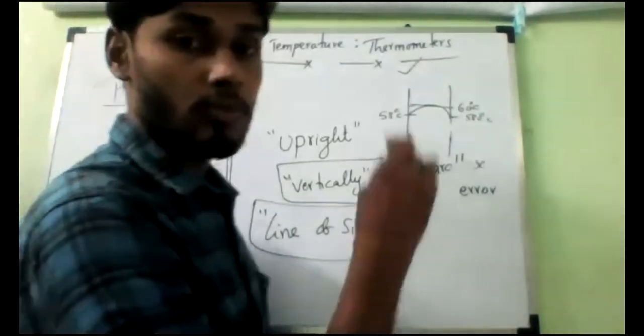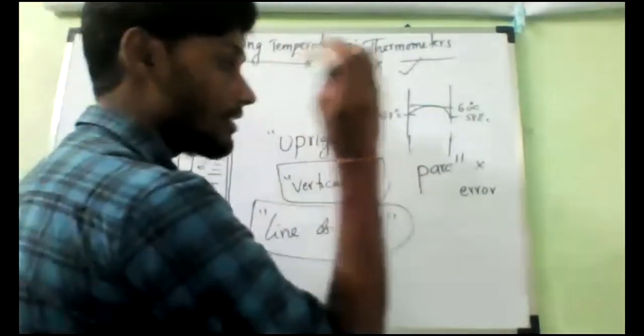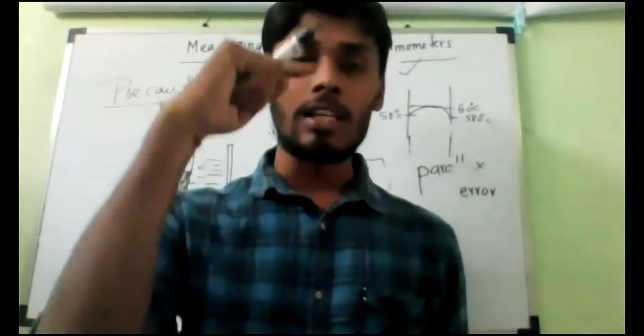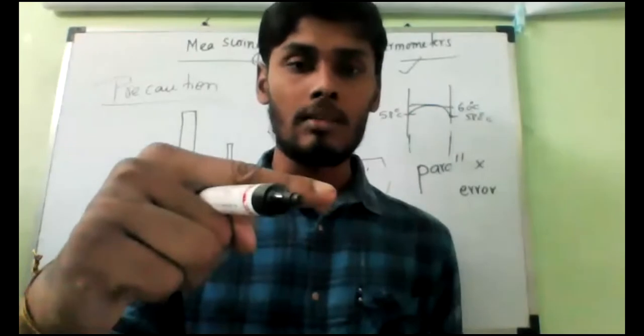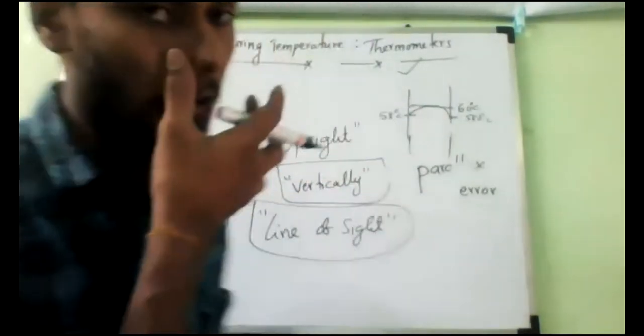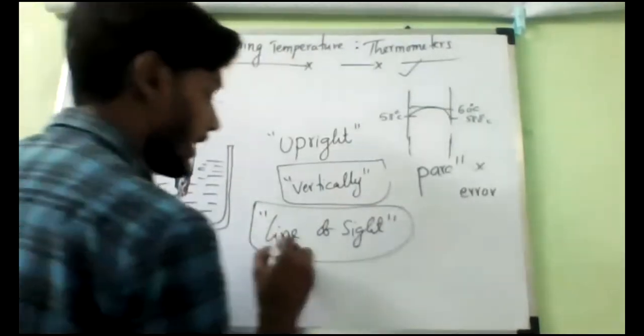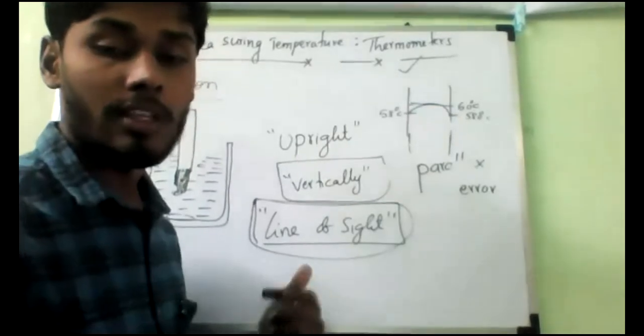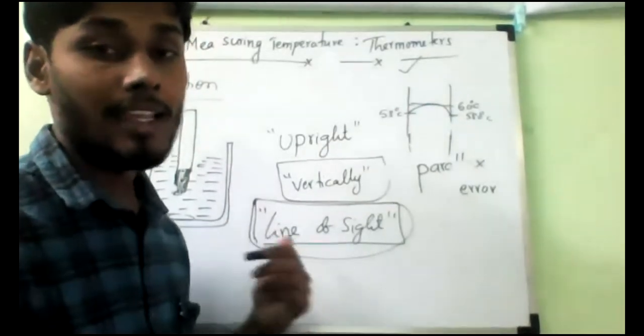So that is why we should always look horizontally along the line of sight. Usually we see like this way, is it yes or no, Hari, Mari? The same way we should look while measuring the temperature of any substance. That is the line of sight. To avoid the parallax error, we should always look along the line of sight.